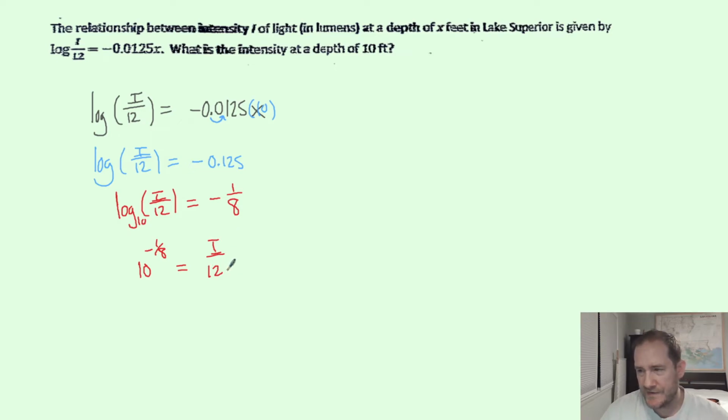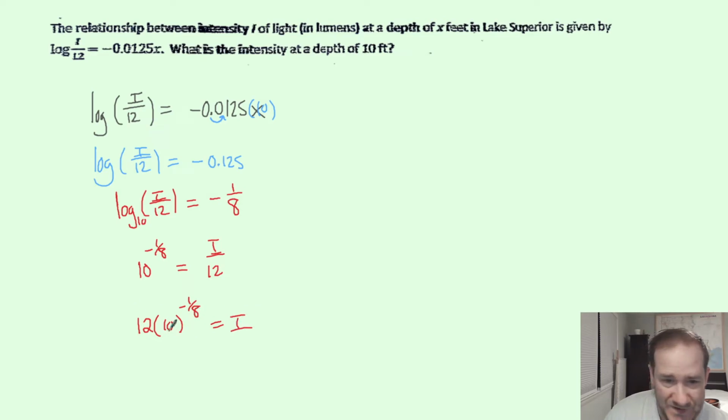So to solve for intensity, we just multiply through by 12. So you end up with 12 times 10 to the negative 1/8. Honestly, that answer, as is, seems fine. You could do slightly better, I guess, because you could apply the negative to make the base 1/10. Now you're positive. Then you could be taking the 8th root.